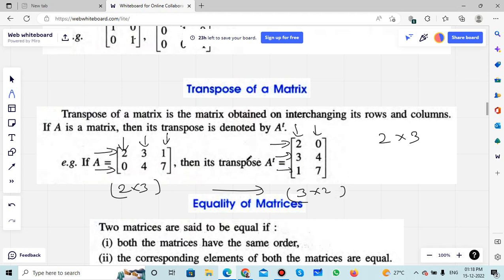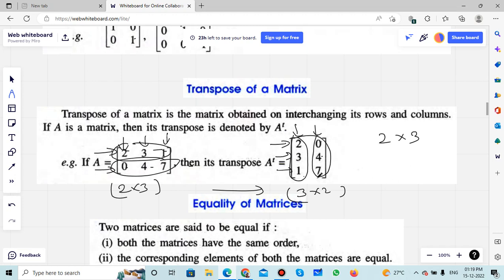And how to do that? Simple. You write this first row here as a column. You can see that 2 will be at the top, 3 will be next to it, and 1 is this one. And this will go to the 0 here, top, middle, and then 7 goes like that. So if you just make the rows as columns and columns as rows, you have made the transpose of the matrix here.